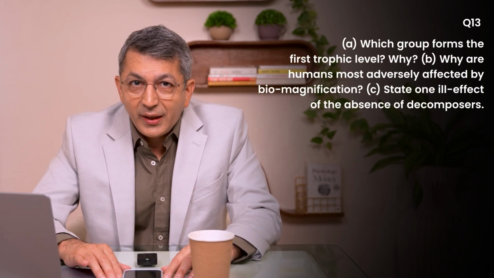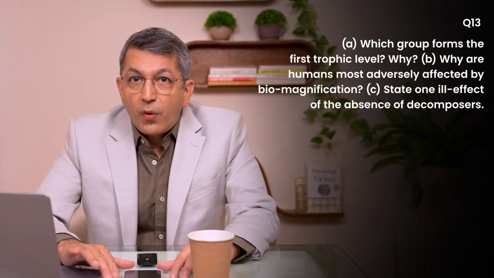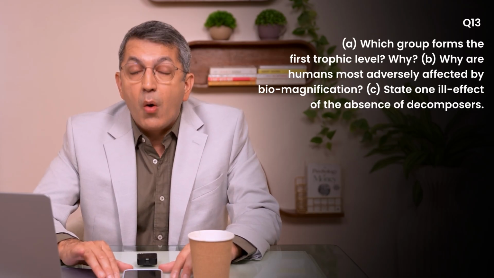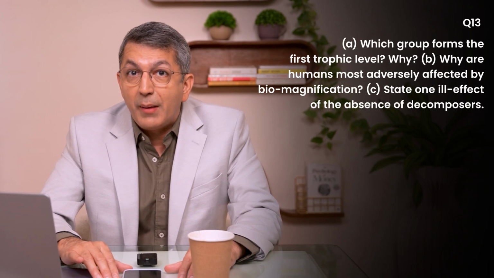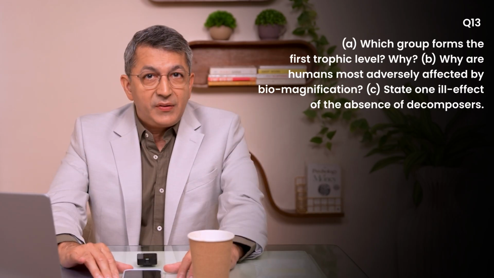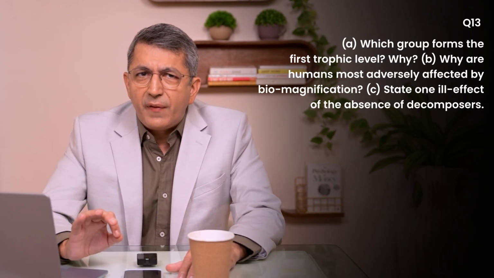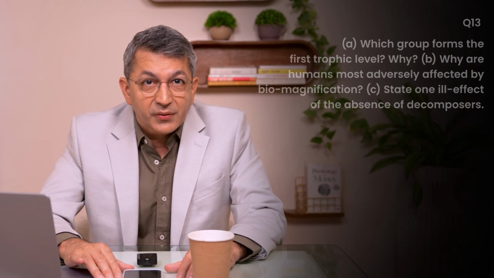Question 13. A. Which group forms the first trophic level? Why? B. Why are humans most adversely affected by biomagnification? C. State one ill effect of the absence of decomposers.